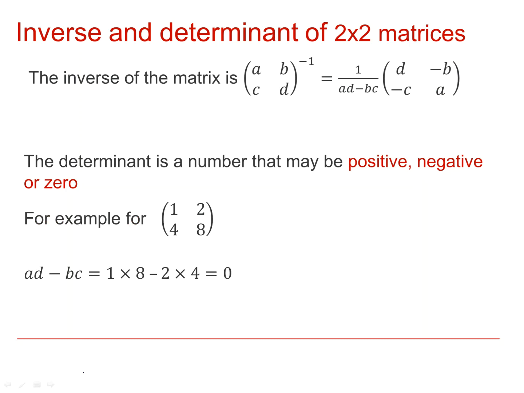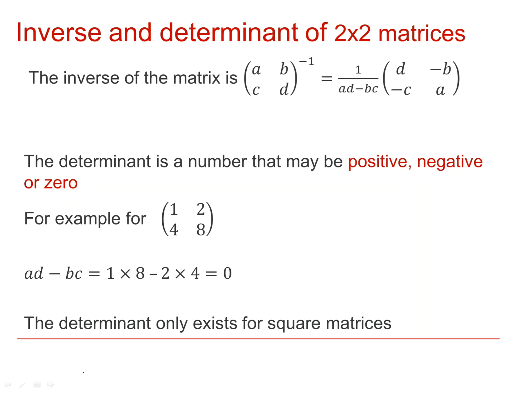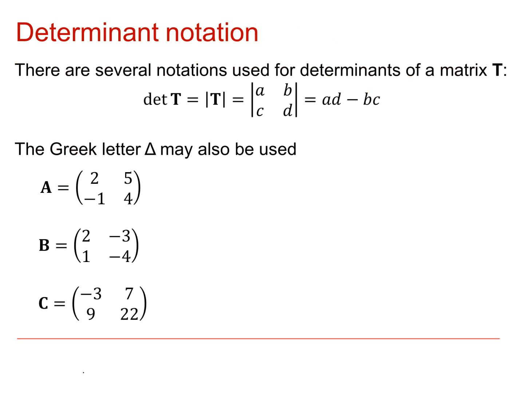For example, for the matrix 1, 4, 2, 8, AD minus BC is equal to 1 times 8, take away 2 times 4, which is 8 take away 8, or 0. And remember that the determinant only exists for square matrices. Here's some notation with which you need to be familiar. Now pause the video for a moment while you work out the determinant of these three matrices.